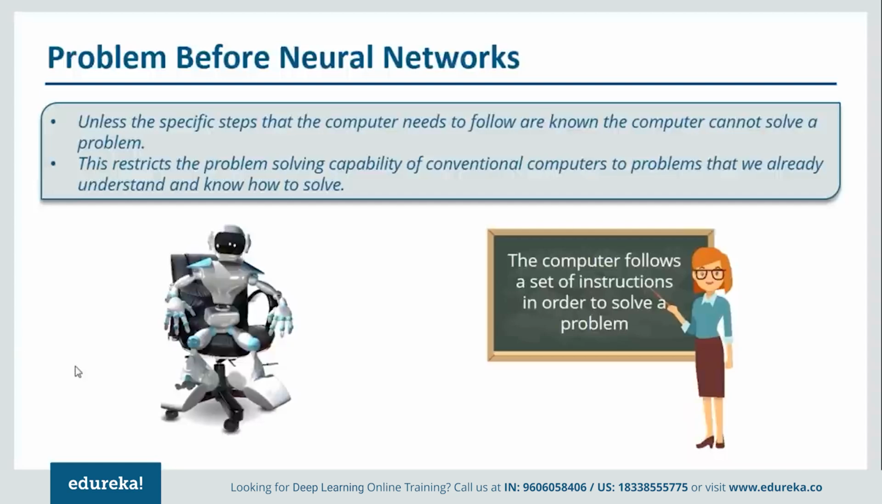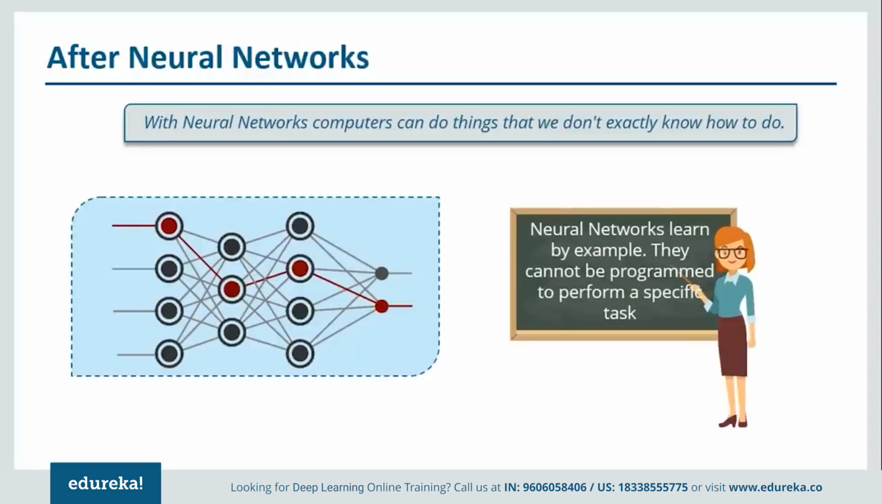Now let us see what was the scenario after neural networks. So neural networks basically process information in a similar way the human brain does. And these networks, they actually learn from examples. You cannot program them to perform a specific task. They will learn from their examples, from their experience. So you don't need to provide all the instructions to perform a specific task. And your network will learn on its own with its own experience. Alright, so this is what basically a neural network does. So even if you don't know how to solve a problem, you can train your network in such a way that with experience, it can actually learn how to solve the problem. So that was a major reason why neural networks came into existence.